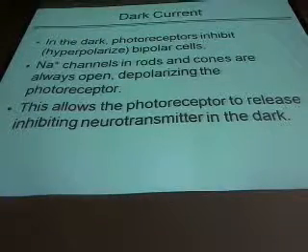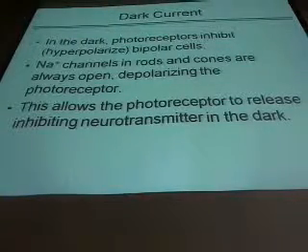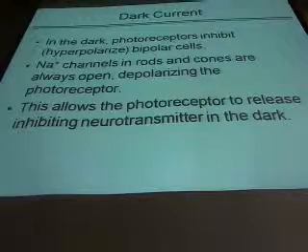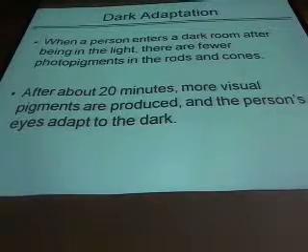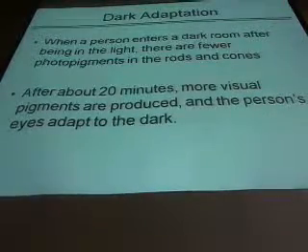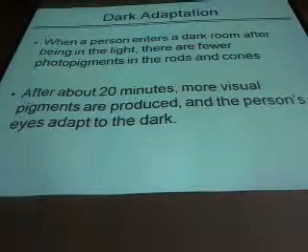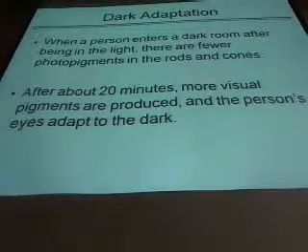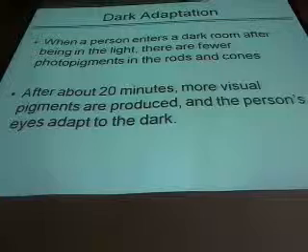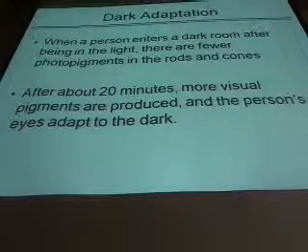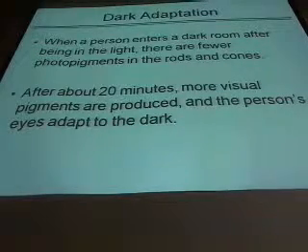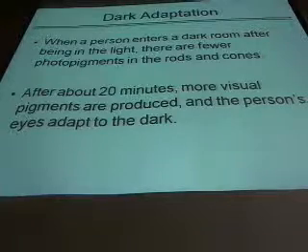The dark photoreceptors inhibit, okay, the dark current. Let's go back here. A person walks into a dark room, there are fewer photopigments in the rods and cones, the rhodopsin. The body makes it, you get more photopigments in, you pick up more light.